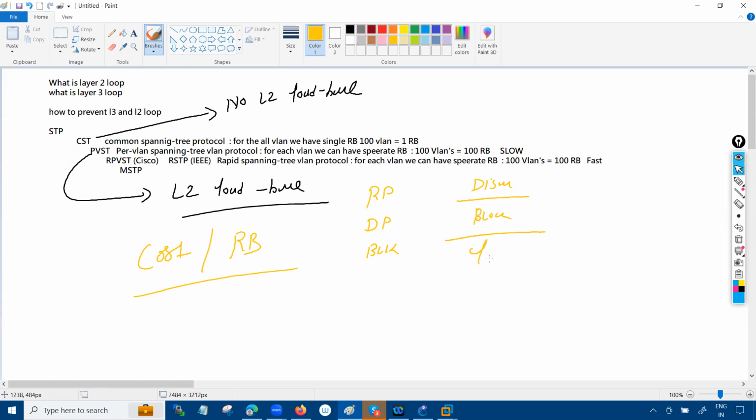Then it goes to listening, and in listening it will spend 15 seconds. Then we have learning, 15 seconds. Then forwarding. In the forwarding state, what happens now? You can send all the data traffic, right? So these things we have seen.